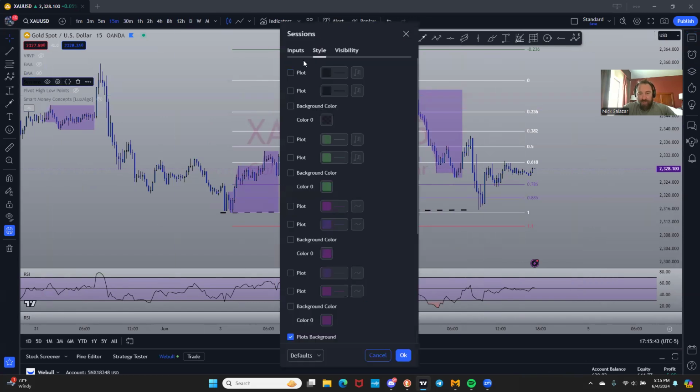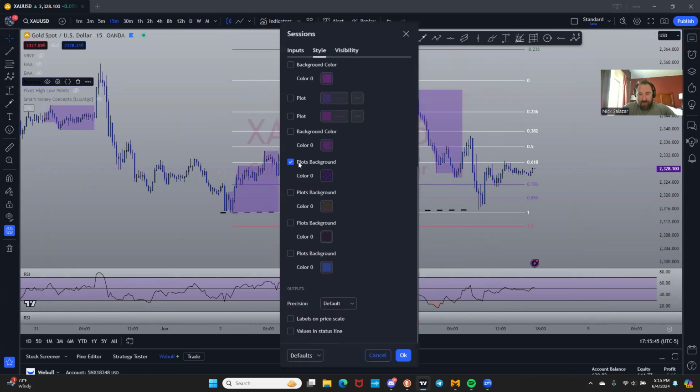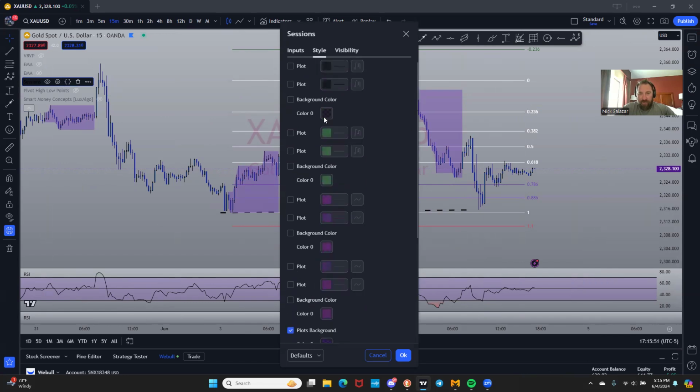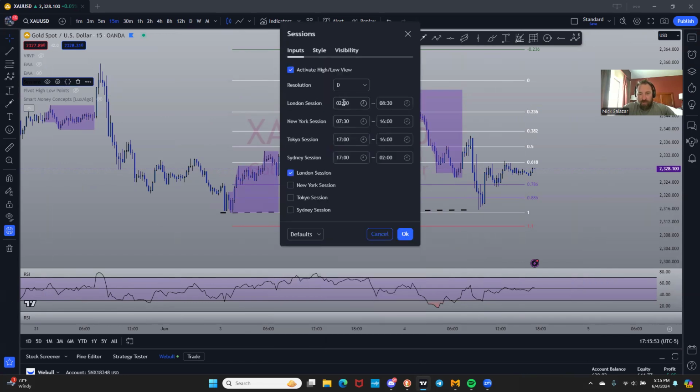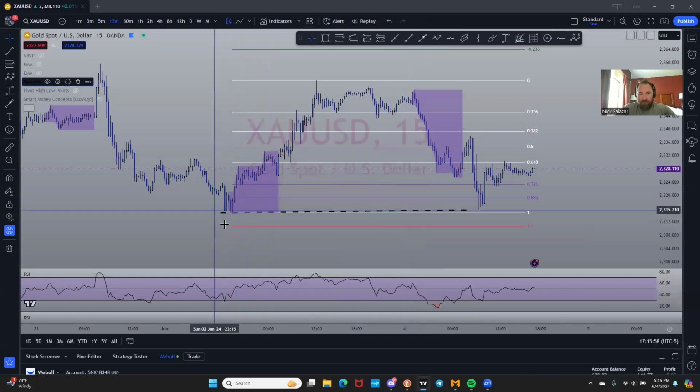On the style, uncheck everything except for this. Plots background. It's the very first one that says background color. The first one says plots background. That is London. Everything else is unchecked. That's all you need. 2:30, 8:30, London, plots background. That will give you a box. Now mine's purple. Make it whatever color you want.